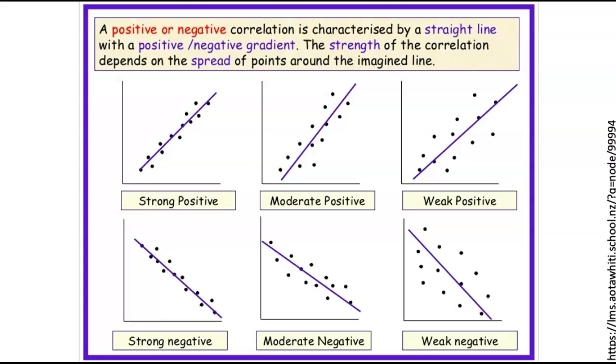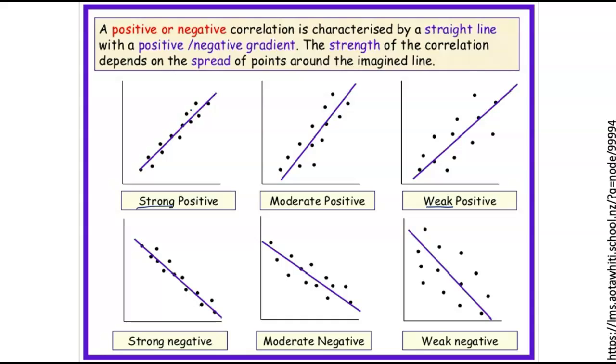Some other really cool things to think about is when we're talking about positives and negatives, we can also talk about them as strong. We sometimes use moderate, but we usually either go strong or weak. The closer the points are to making a straight line, the stronger the positive or the stronger the negative. So we talk about correlation, we talk about associations.